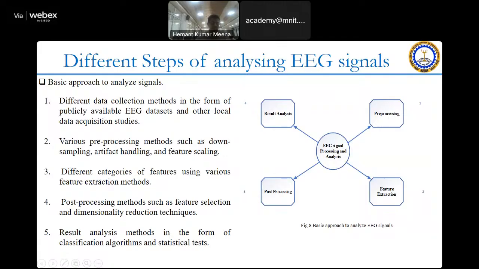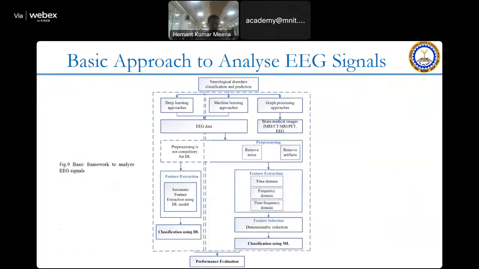Why are we mentioning this? Because regularly we say that we are analyzing the EEG signal. So what do we mean by analyzing an EEG signal? It means downsampling, feature scaling, feature selection, and finally result analysis. Here, it is basically machine learning. Please remember, machine learning is the key part. Nobody can avoid it.